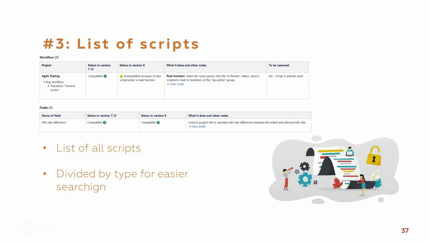Again, create a table summing up all of your scripts divided by type. Add columns with the information you need to know, such as where exactly the script is located, what it does, the script itself, preferably in a collapsible, the expand macro in Confluence, and other information.